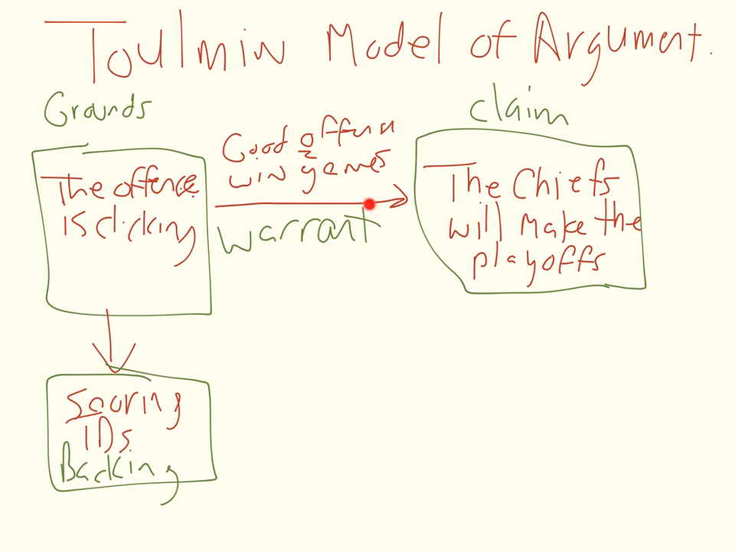Backing can also be used for warrants too. So maybe I'll provide evidence that says, like, historically teams that have better offenses than defenses win Super Bowls, okay? So that could be a backing for the warrant, because you might come out and say, yeah, but just because you have a good offense doesn't mean defense. But then I could argue, but historically, teams that have better offenses than defenses make it to the Super Bowl, whatever. Okay, so that's backing.